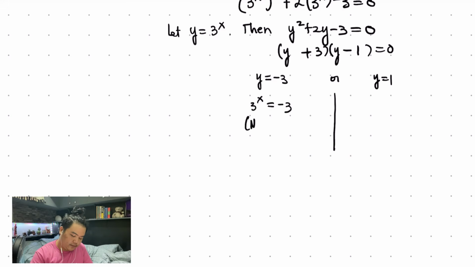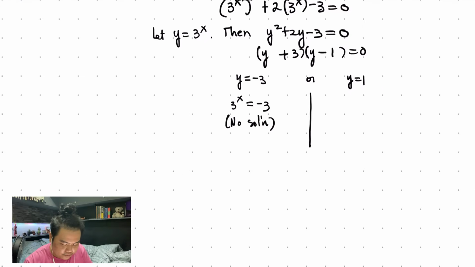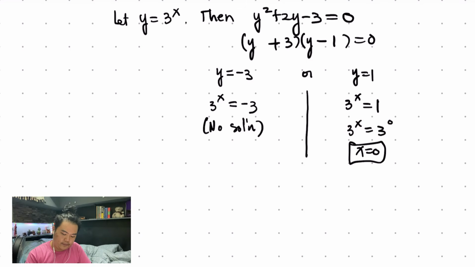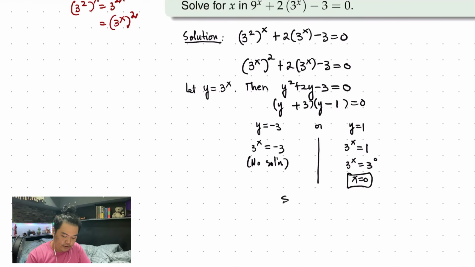Itong part na ito. No x will satisfy this one. No real x. How about this? 3 raised to x equal to 1. Hala, paano gagawing same base yan? Si 1. Sabi natin that 1 is 3 raised to 0. Kung pipilitin mo na base 3 siya. And then, sabi natin, same base, equate the exponent. So, x is 0. So, the solution set is this one.